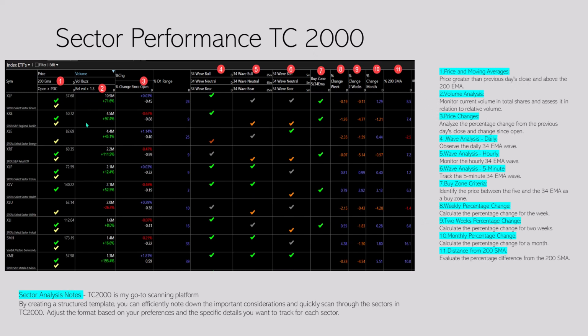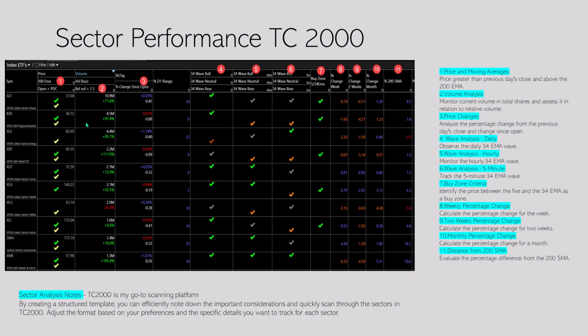Okay, real quick, I'll just show you this is one of my scan templates in TC2000, just to kind of go over some things that I look at. TC2000 is extremely fast, so that's why I like to use it. So basically, I'm looking at the price and moving averages. That's number 1. Number 2, I'm looking at volume analysis. Number 3, the change since open and the change from the overnight. Number 4 is my daily wave analysis. Number 5 is hourly wave analysis. Number 6 is 5-minute wave analysis.